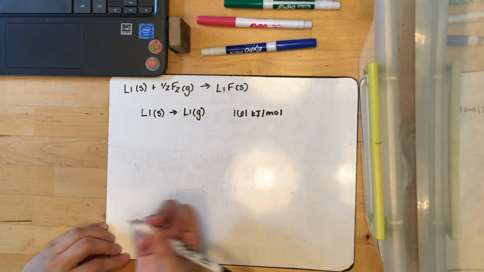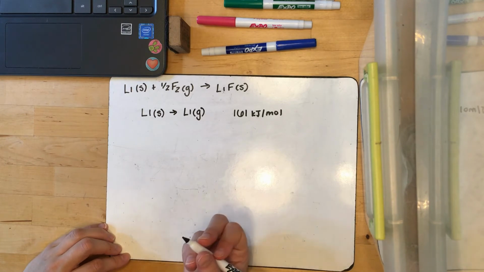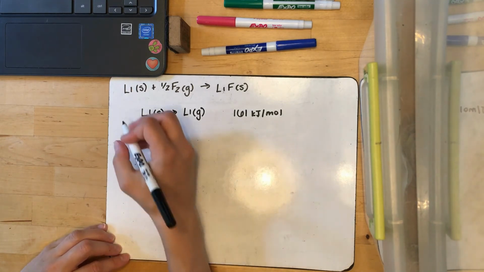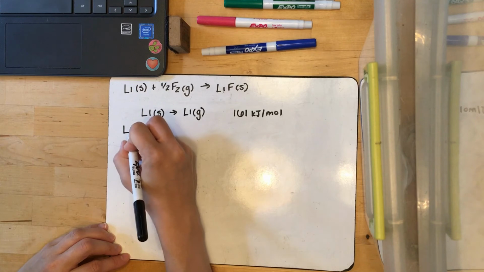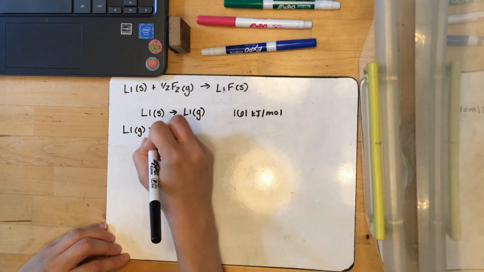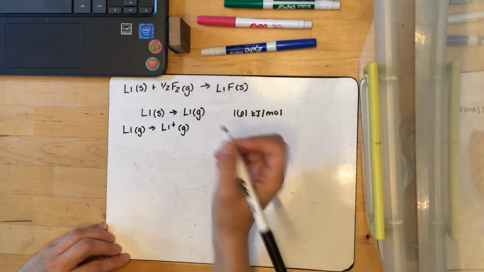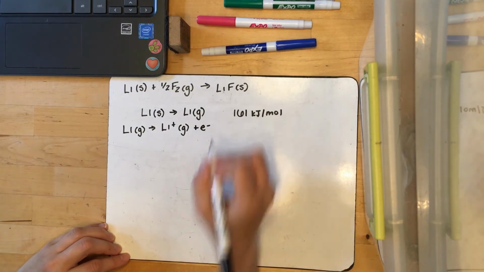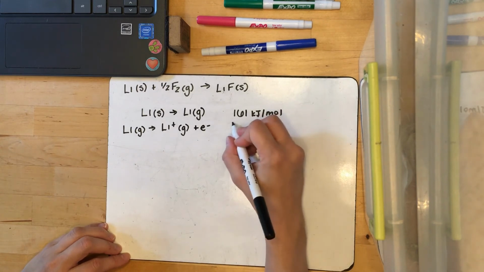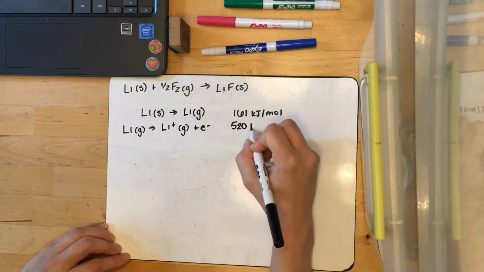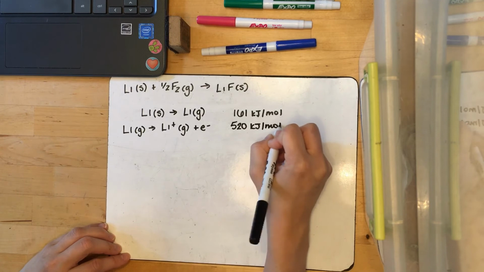The next thing that happens is lithium needs to be ionized. This is often called the ionization energy. We have our lithium gas, and it's going to become a positive ion because that's what lithium does. It's going to lose that electron, and we're given that this takes 520 kilojoules per mole.